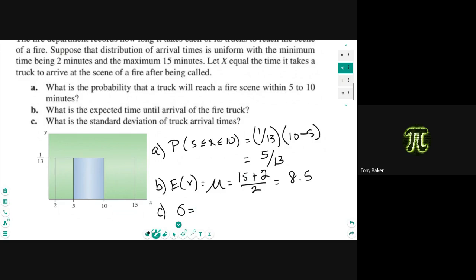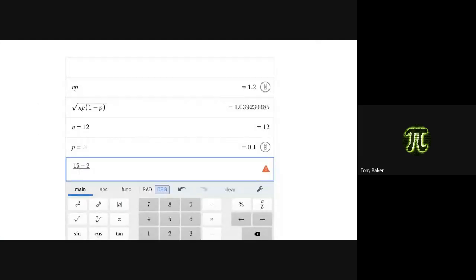What's the formula for standard deviation? Square root. All right, so it's 15 minus 2 over the square root of 12. So this is what we need to use Desmos for. On the calculator, it's the check mark symbol right there. So 3.75.